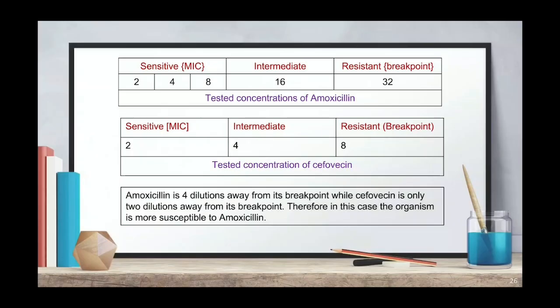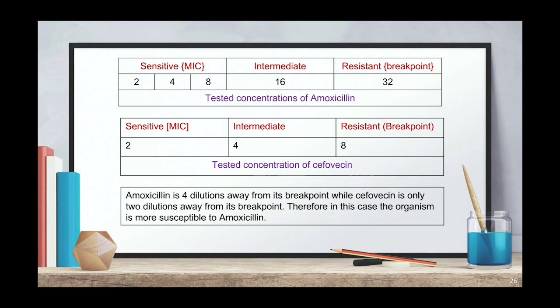The breakpoint and range of dilutions differ by drug and bacterial species. Therefore, comparing MICs of different antibiotics is not based solely on the numerical value, but on how far the MIC is from the breakpoint, and the site of infection and other considerations.